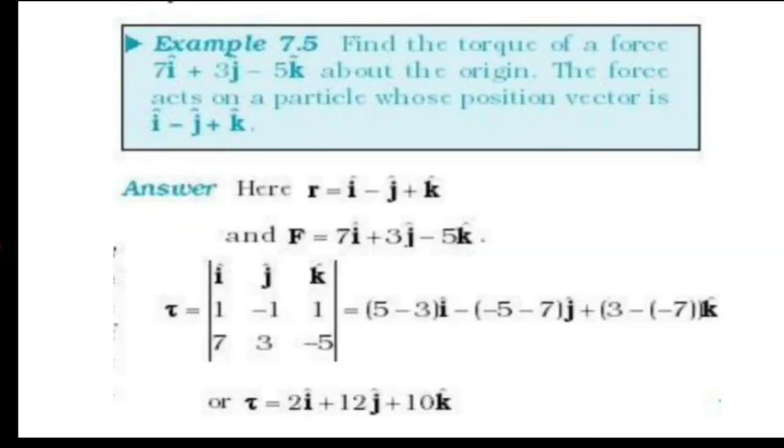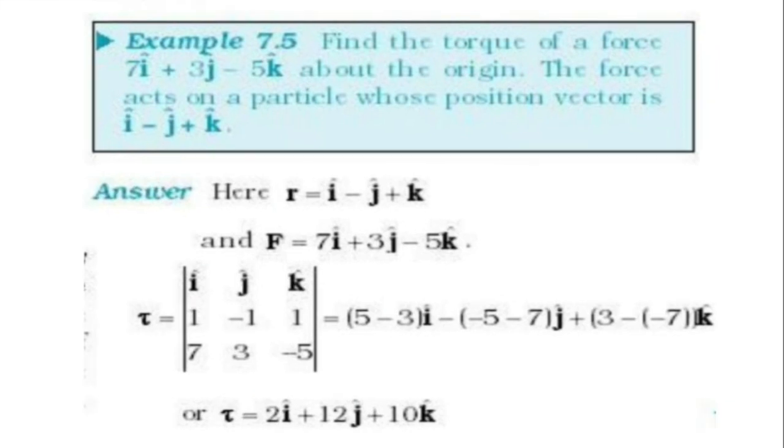Now we have a problem from the textbook, that is example 7.5. Find the torque of a force 7i plus 3j minus 5k about the origin. The force acts on a particle whose position vector is i minus j plus k. So here we have r equal to i minus j plus k and F equal to 7i plus 3j minus 5k.